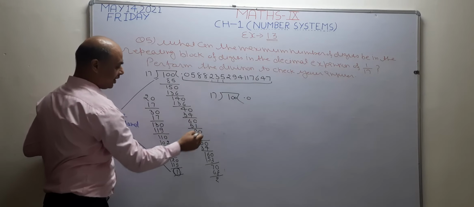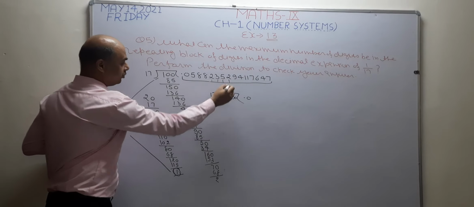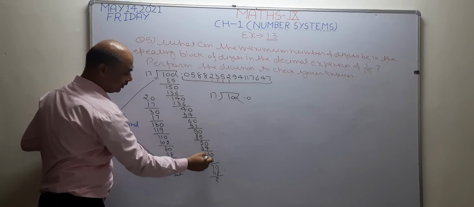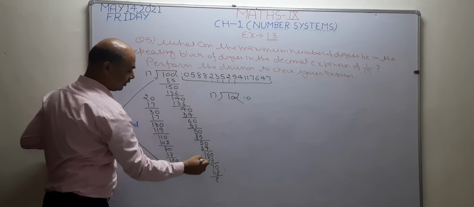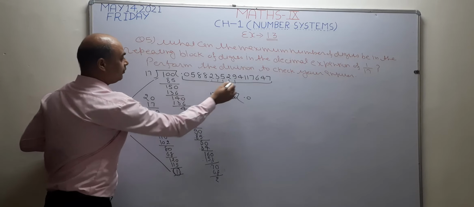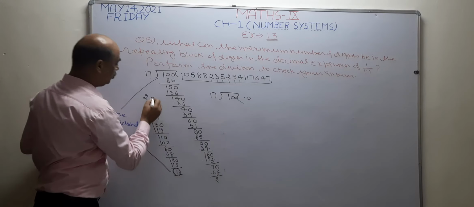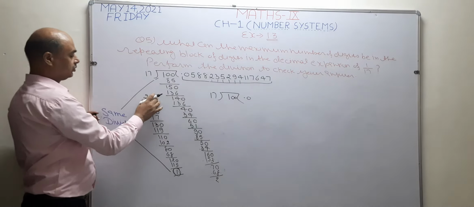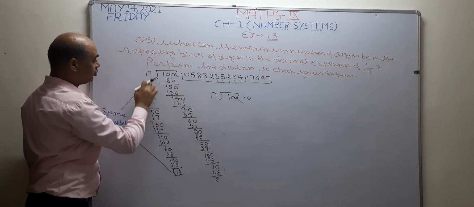17 5s are 85 again. Now what is left? 5. After 5, 17 2s are 34. What is left? 16. This becomes 160. 17 9s are 153. 7 is left. This becomes 70. Now 17 4s are 68. What is left? 2. I write 2 here, 20. Now 17 1s are 17. What is left? 3.